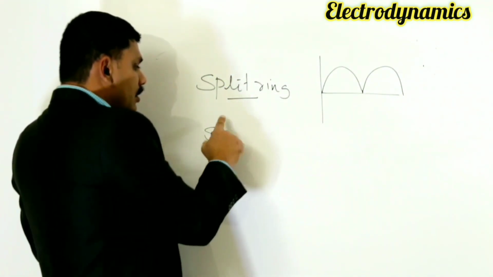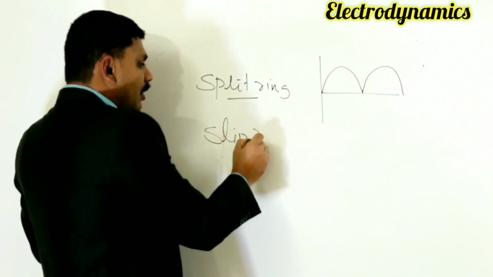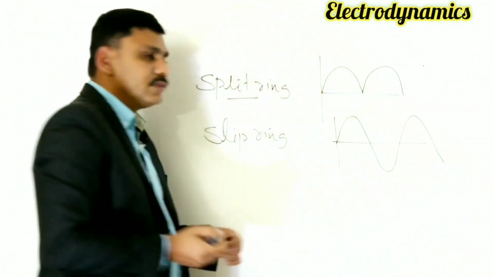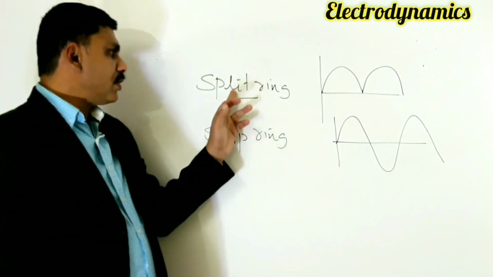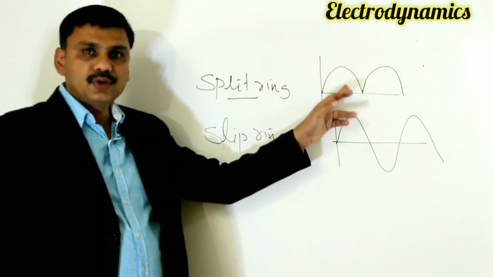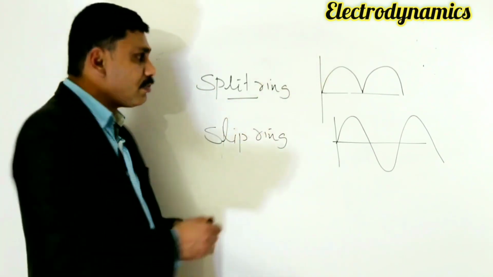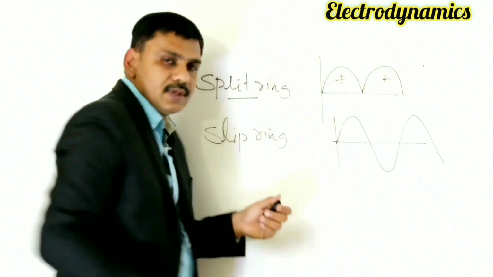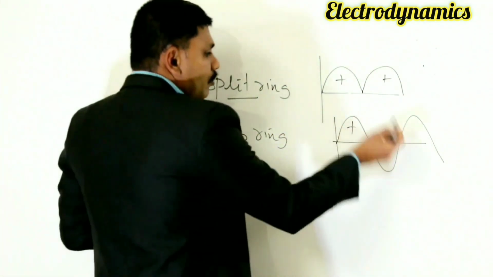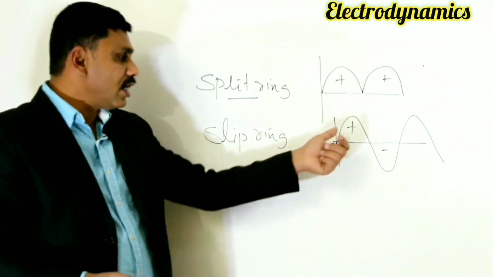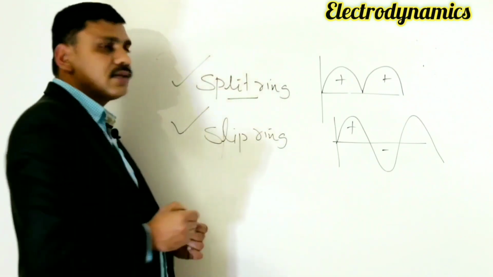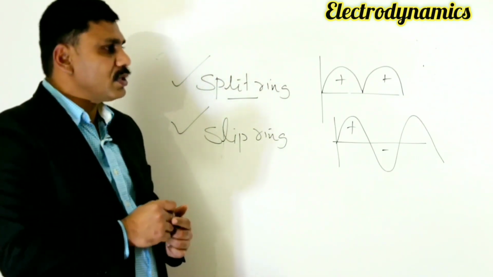If you are using slip rings, the output is like this. Because of the function of the split ring, you are getting current like this. It allows current to flow only in one direction, that is the plus direction. If you use slip rings, the current flows in both directions, plus and minus. After half a rotation, it changes direction. So these are the main functions of the split ring and slip rings. You must learn that.